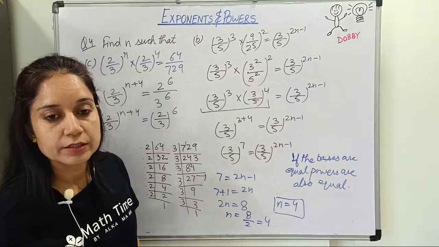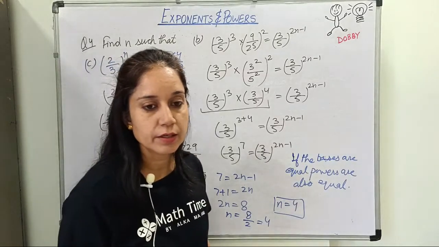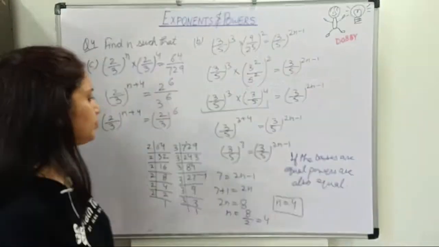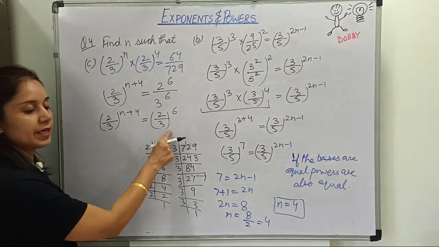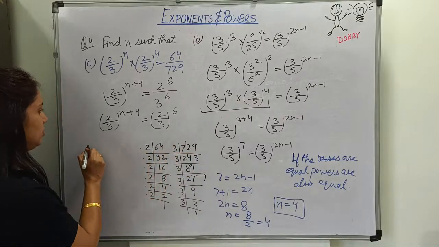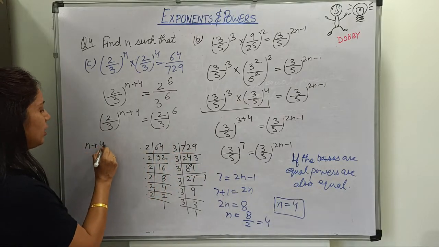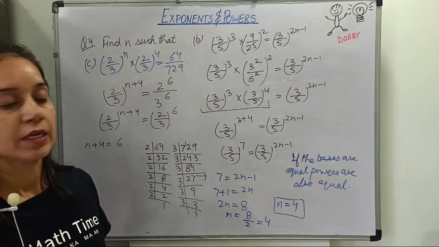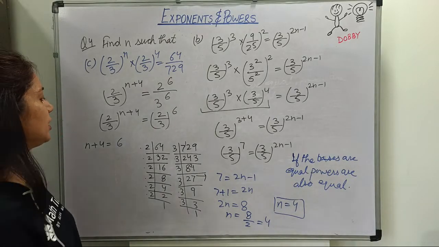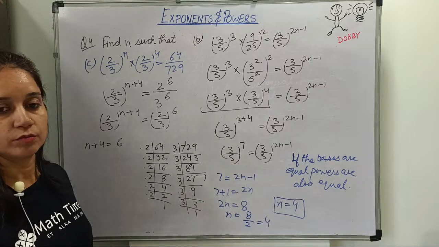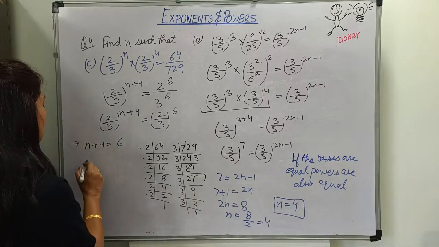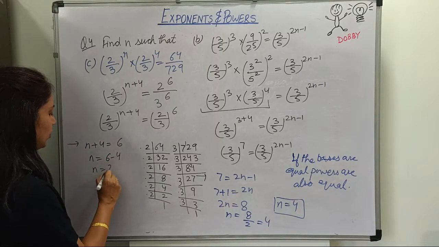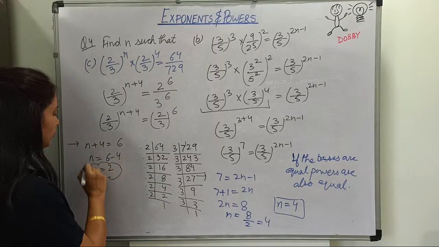Yes, Huma, correct. 729. Yes, Manya, correct. So now bases are equal. We can equate the powers. So n plus 4 equals to 6. We can equate the powers now. Find the value of n. n equals to 6 minus 4 gives us n equals to 2.